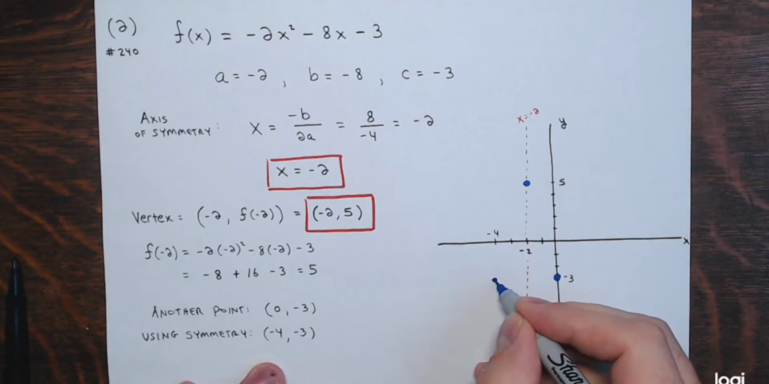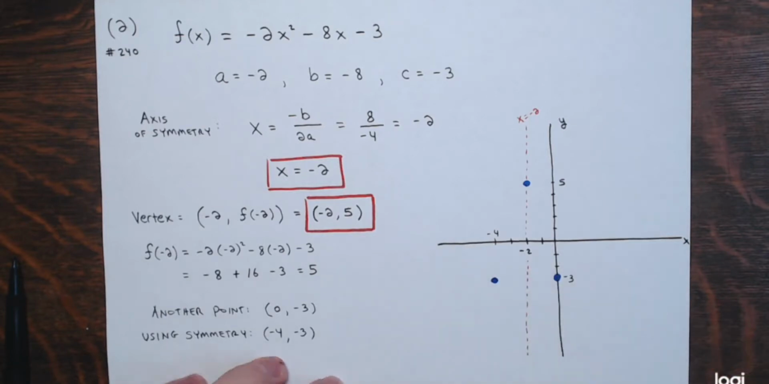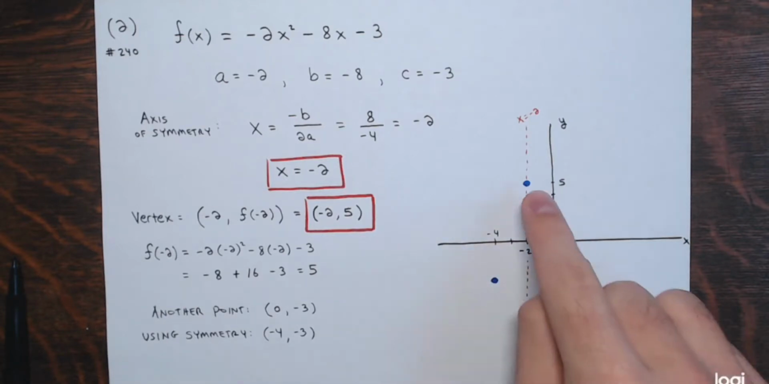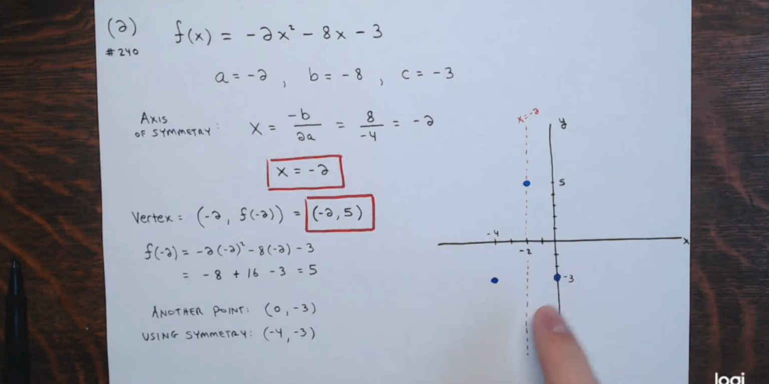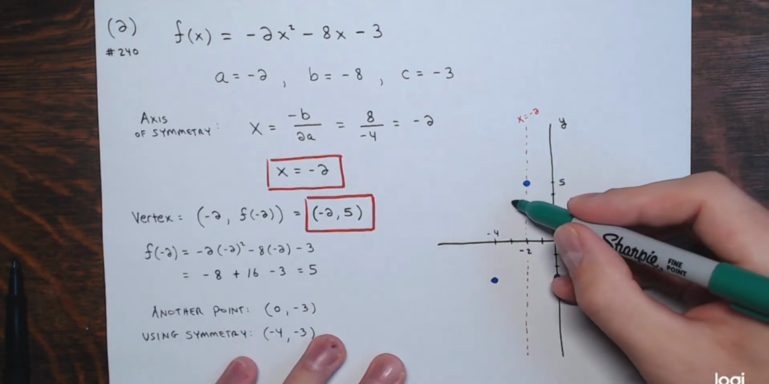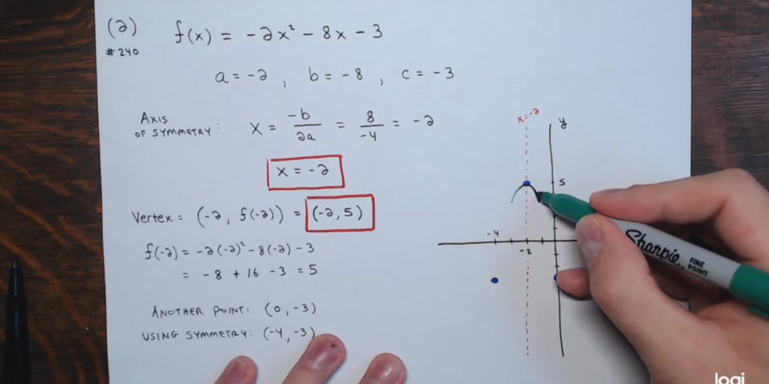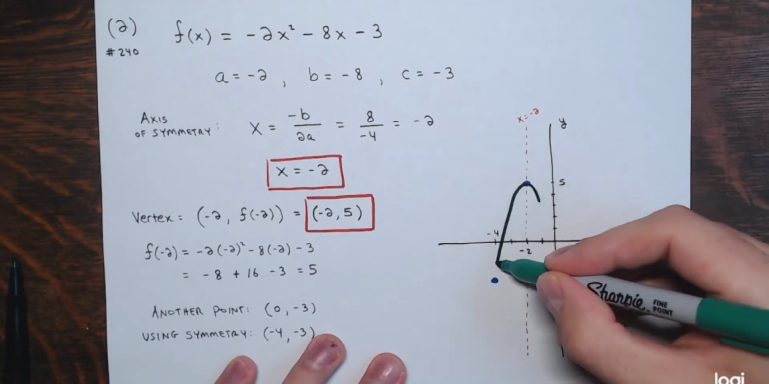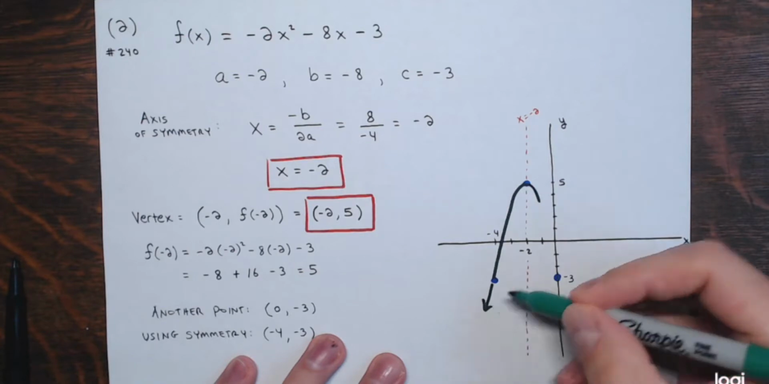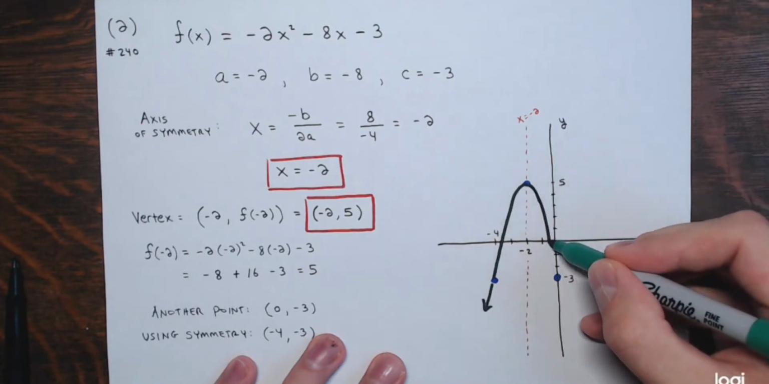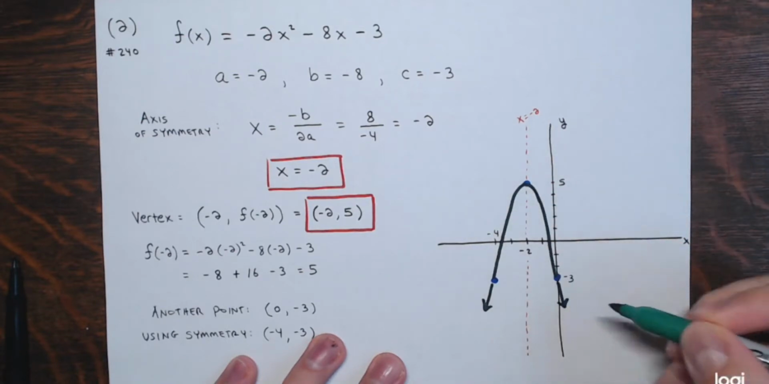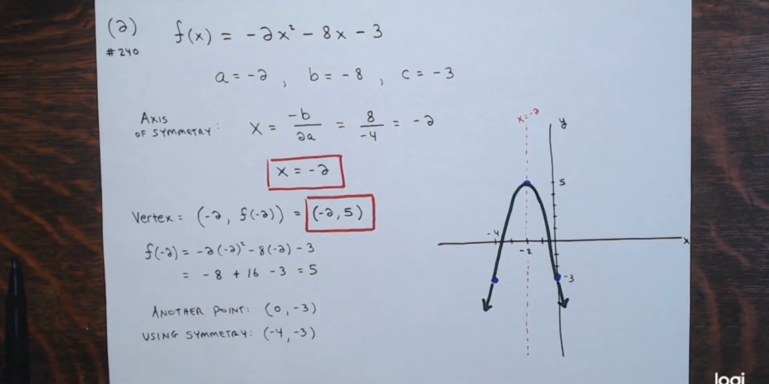So -4, -3. And like I said in the last example, once you have the vertex and a point on either side of the axis of symmetry, you can make a very rough sketch. So again, make it a little curvy up top here, and then passing through these points and going down forever that way, and then down forever that way. And again, there's a very, very rough drawing of this parabola that's opening down.